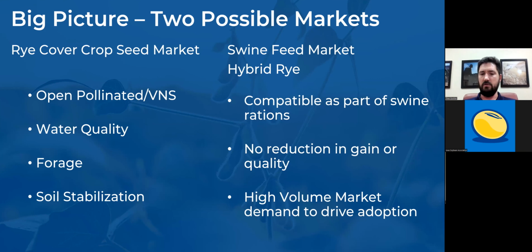The hybrid rye, on the other hand, we're talking about volume of rye seed. So if you're getting 50 to 100, even sometimes the hybrid rye can do more than 100. I don't know if it would in a relay system. I don't know if that would be the goal. But when you're getting rye yields pushing 70 plus bushels, you really need to have a place for that to go. The swine feed market is the obvious place for that to go. It's compatible as far as part of swine rations. There's not a reduction in growth or quality of the pork that would come out of that, and it's a high volume market that could drive adoption.